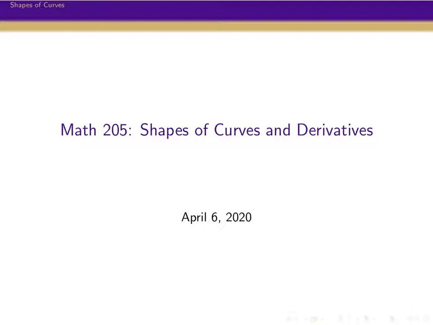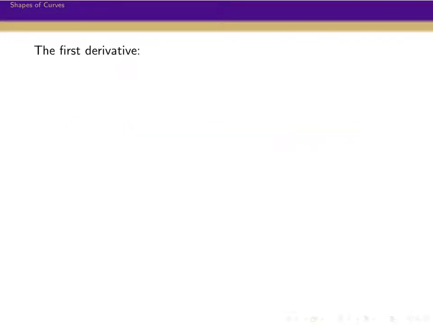In this video we're going to look at derivatives, particularly the first and second derivative, and look at how they affect the shape of functions or the shape of curves. So let's start with the first derivative. I think we remember the first derivative, it tells us about the slope of a function, the slope of the tangent line, it tells us about the average rate of change.